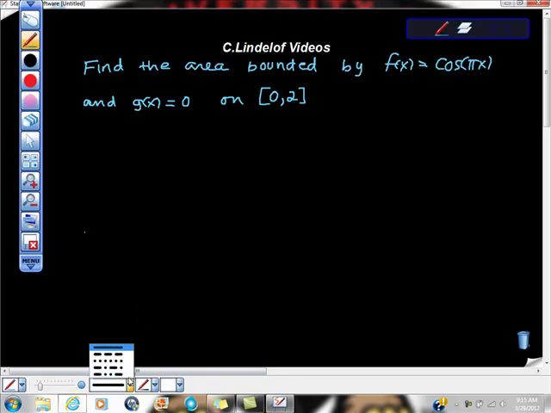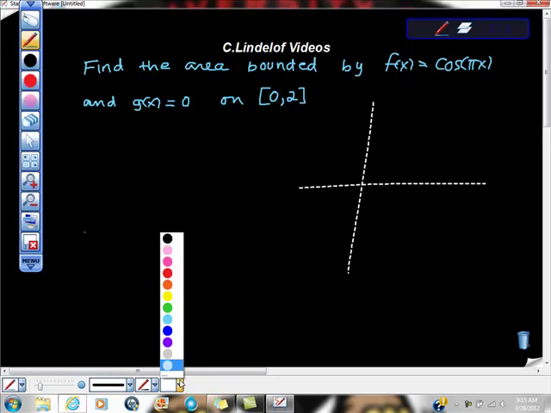I set up my Cartesian plane like this, Kenny. And then I asked myself, what happens here? What happens from 0, and let this be 2 out here, to 2? So this is what I found out. Remember, we're bounded by the x-axis.